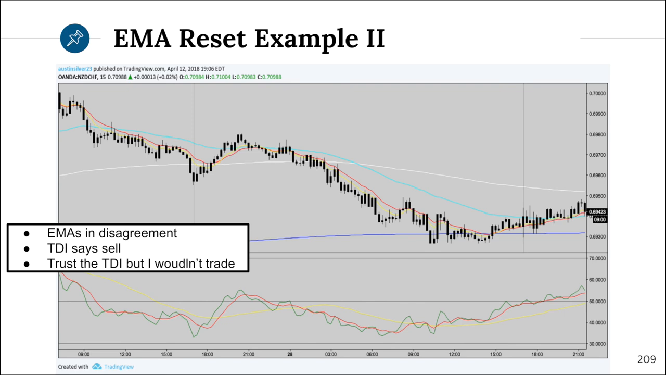So this is a really good example of something we would just try to avoid trading, unless you like to counter trend trade, which is something that advanced traders will always gravitate towards once they grasp these concepts. But at the onset, I want you to just focus on reading this and saying the EMAs do not agree with the TDI, so we are going to avoid trading this.